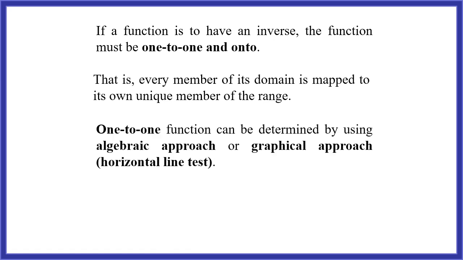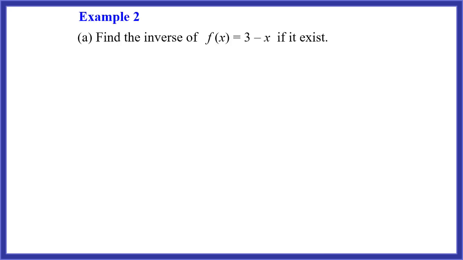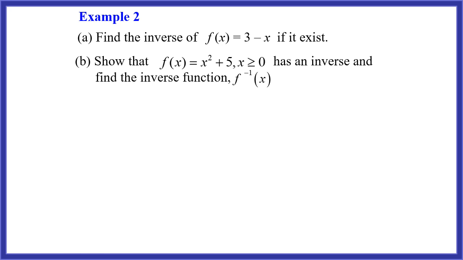A one-to-one function can be determined by using the algebraic approach or the graphical approach, which is the horizontal line test. Example 2. Let's find the inverse of f of x if it exists. So how to show that the inverse exists? And then show that f of x equal to x squared plus 5, where x should be more than or equal to 0, has an inverse, and find the inverse, f to the power of negative 1 of x.